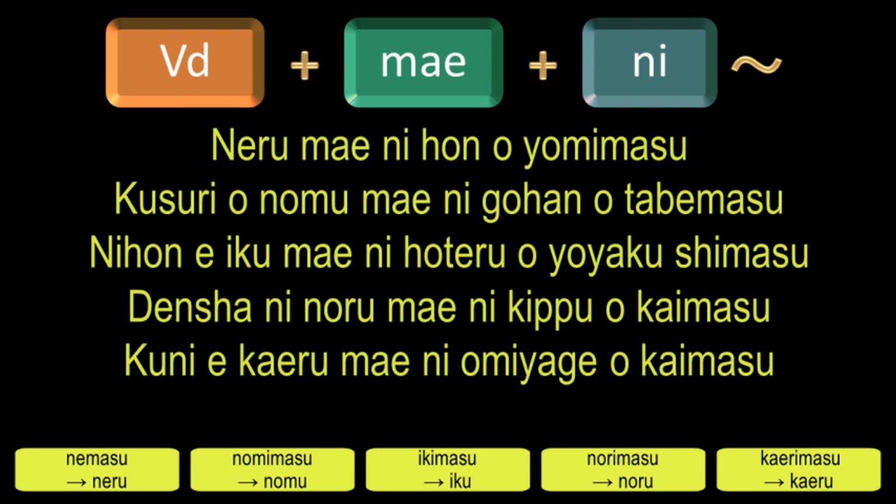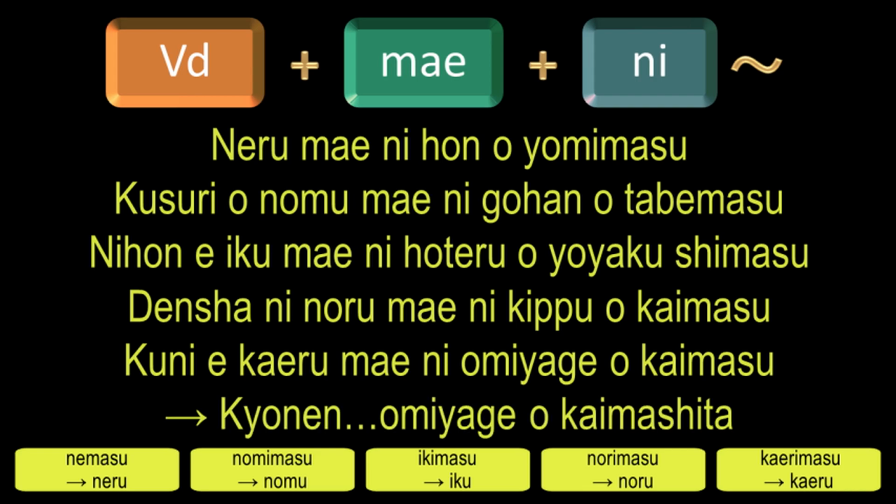Actually, mae ni is attached to the dictionary form even in case of past tense. Now, to say last year I bought a souvenir before returning to my country, in Japanese it will be kyonen kuni e kaeru mae ni omiyage o kaimashita. Here, the last verb kaimashita, which is at the end of the sentence, shows that it is in past tense.